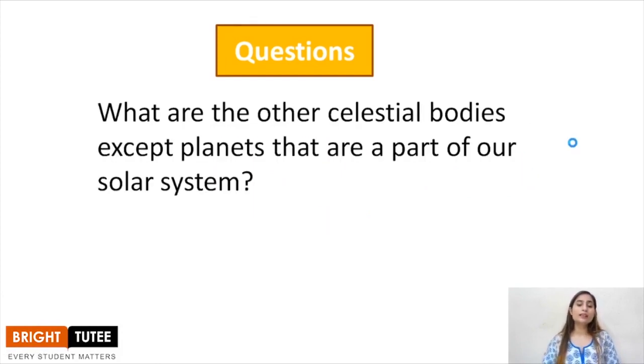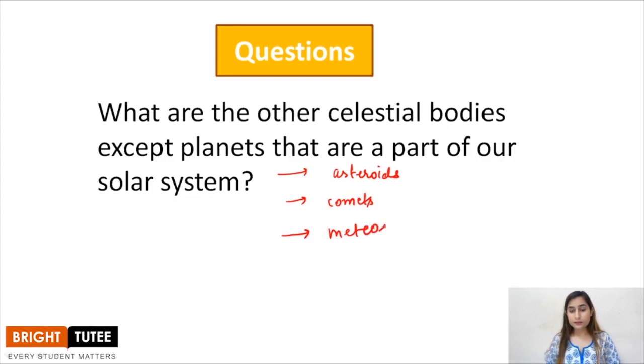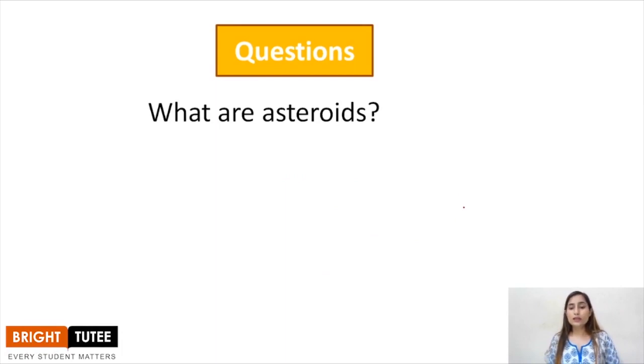Now, what are the other celestial bodies except planets that are a part of our solar system? The other bodies can be, first one being asteroids, second being comets, third being meteors, right? Basically these are the three, and there are satellites as well. Right, these are the other bodies revolving around the sun except the planets. Right, now what are asteroids?